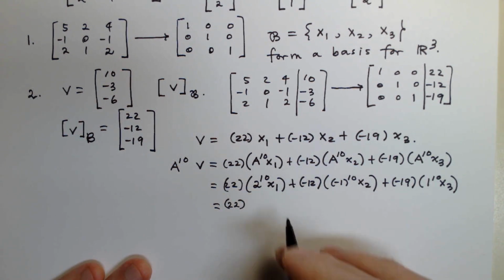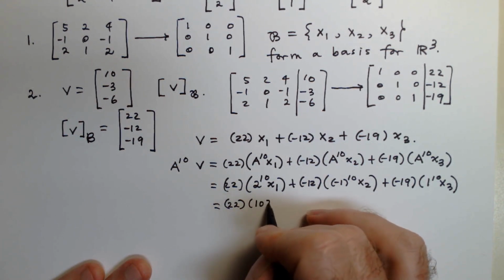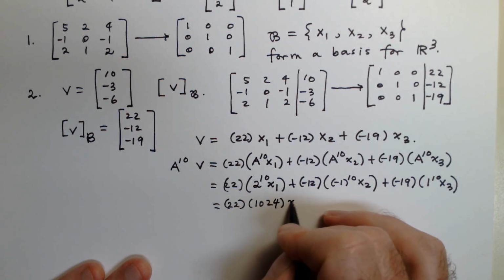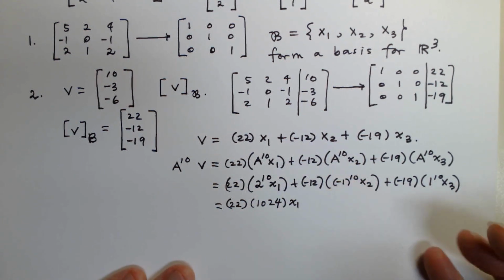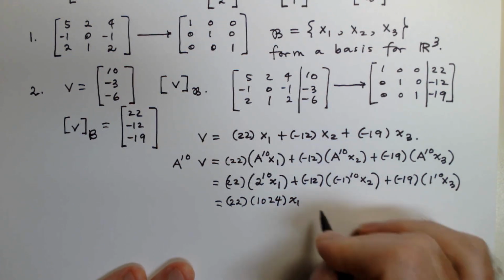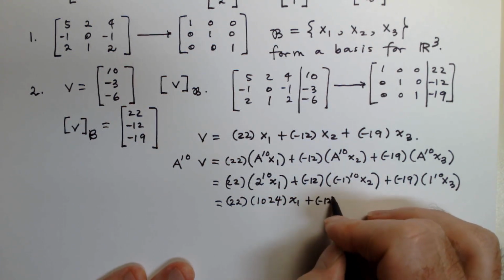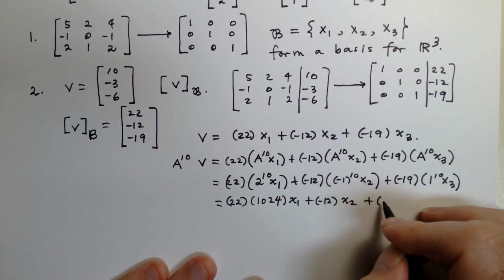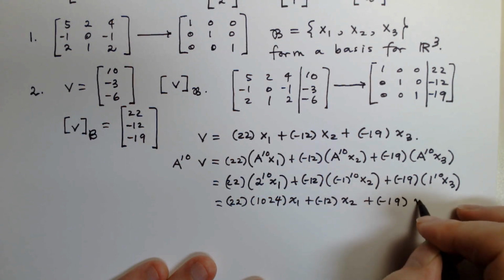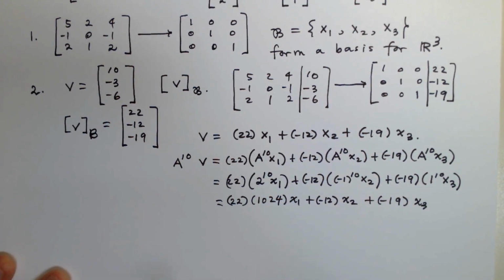2 to the power of 10 is 1024. So this would be times x1. So there's our coefficient of x1. A negative 1 to the power of 10 is just 1. So this is just going to be negative 12 times x2. And then 1 to the power of 10 is just 1, so this will be a negative 19 times x3.